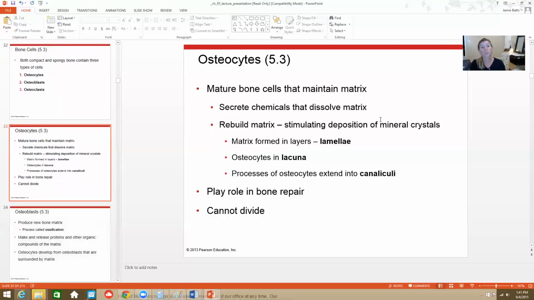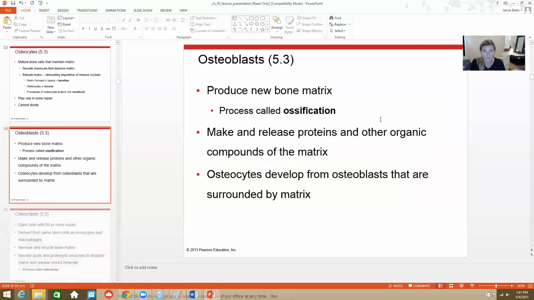Osteocytes are mature bone cells. These are the ones that are being bones. They're just in the bone. They are surrounded by a little calcified matrix. They live in a little nest called a lacuna, and they're connected to other bone cells by little canals called canaliculi. They play a role in bone repair, but they themselves cannot divide. They're kind of just old grumpy cells that live by themselves.